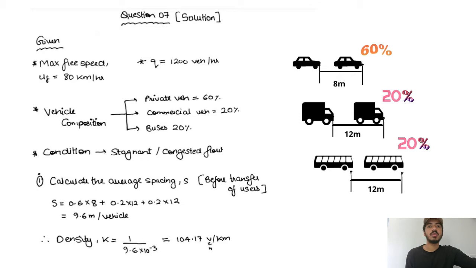So using this value, we can then find the density K, which is equal to 1 over 9.6 into 10 raised to minus 3. 10 raised to minus 3 refers to the unit conversion from meter to kilometer. So based on the calculation, we found out that the value of density is 104.17 vehicles per kilometer.